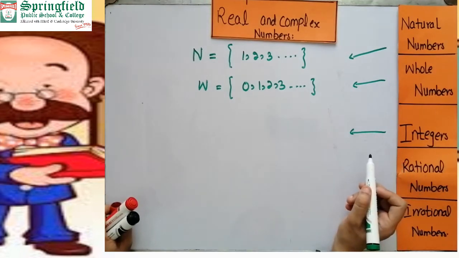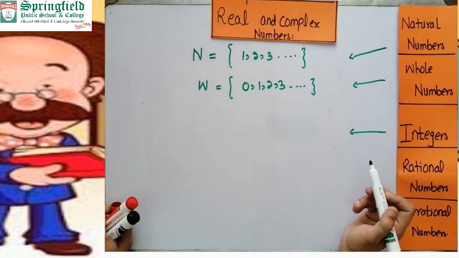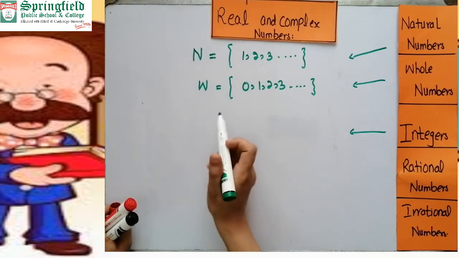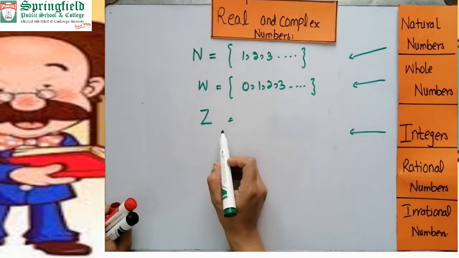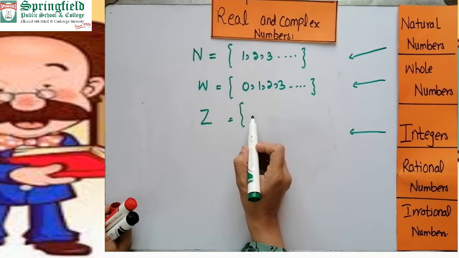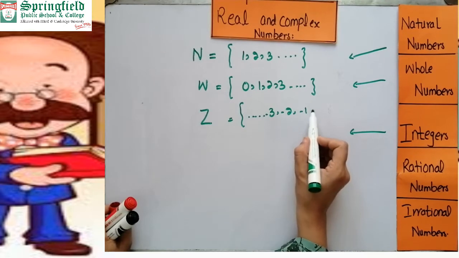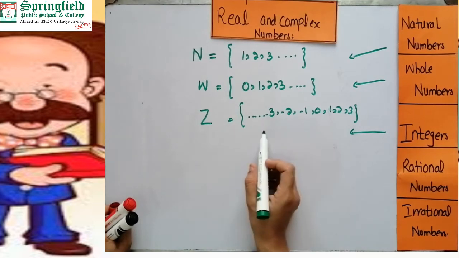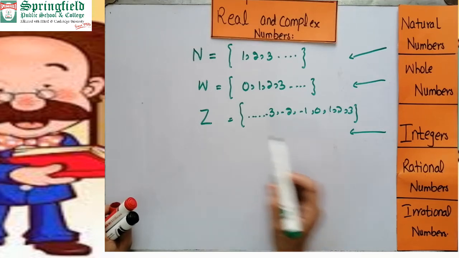Integers, as we already learned about integers in the previous classes. Integers are a set of positive and negative whole numbers. You can say that the set of integers consists of positive numbers and negative numbers. Fine. It is represented by capital Z: -3, -2, -1 and 0, 1, 2 and 3. So the set of positive and negative whole numbers is called integers.